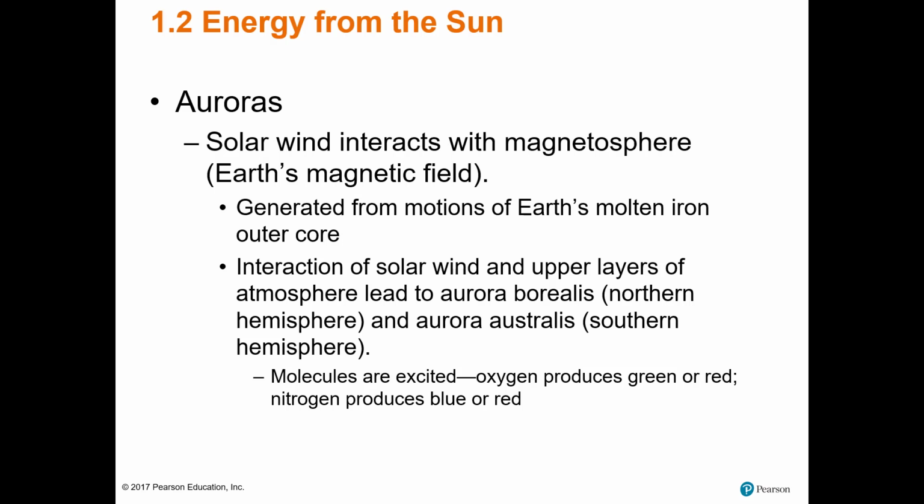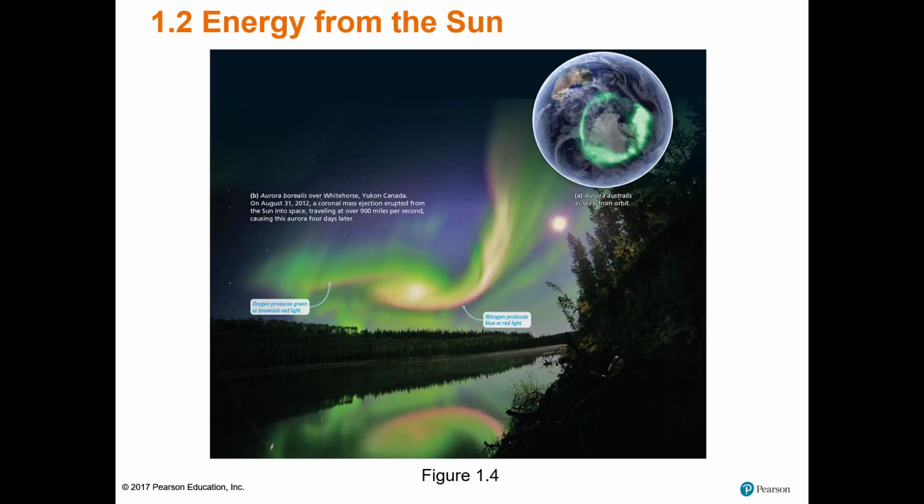Auroras are when solar wind interacts with the magnetosphere, which is Earth's magnetic field, and it is generated from motions of Earth's molten iron outer core. The interaction of solar wind and upper layers of the atmosphere lead to a phenomenon called aurora borealis in the northern hemisphere and aurora australis in the southern hemisphere. The molecules are excited, and oxygen produces green or red flashes, and nitrogen will produce blue or red.